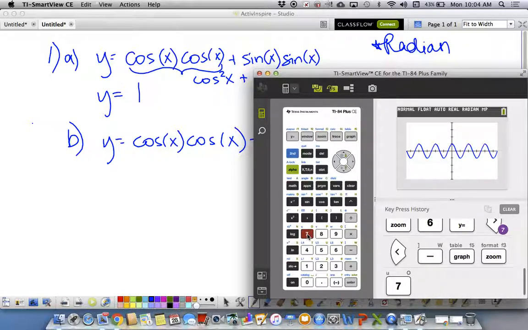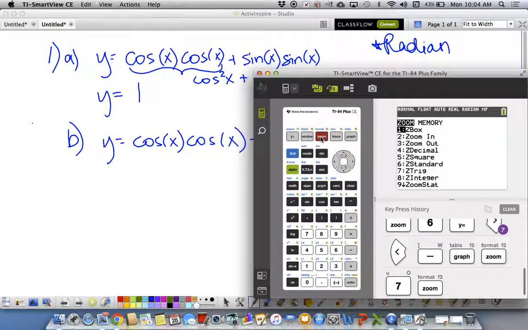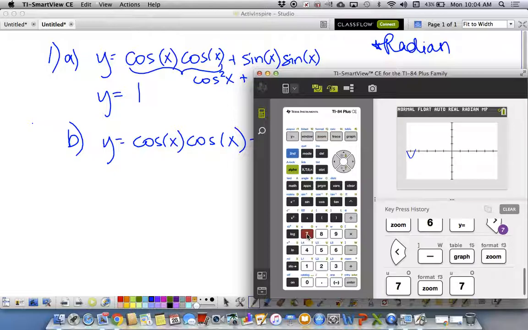Okay? That gives us a little bit better of a picture. Everybody got zoom 7? Hit zoom. It's this button right here. And then just hit the number 7. And it will redo your graph to where these little dashed lines are in radians. That means that they should be at certain points.